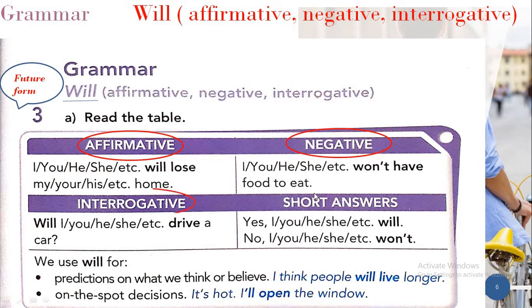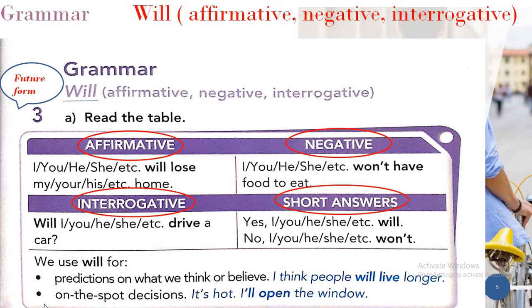Good. And now let's move to interrogative. So, will I? The same way we use a question, we have subject-verb inversion. So we have: Will I drive a car? Will she drive a car? Etc. And we have short answers: Yes, I will, or no, I won't.